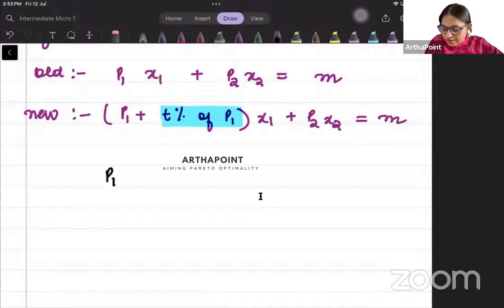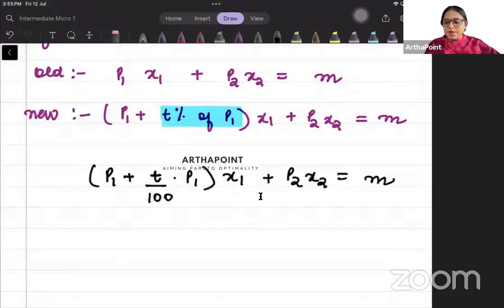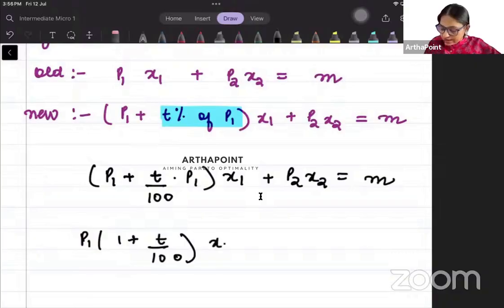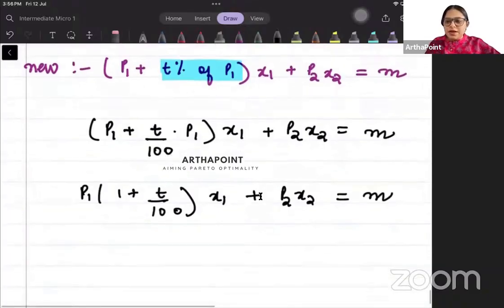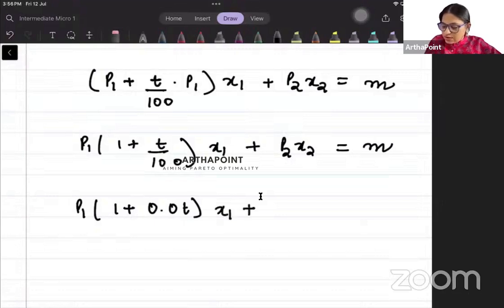Look here, P1 plus T%. How do I convert a percentage? Divide by 100, into P1 x1 plus P2 x2 equal to m. I can take P1 common, beta. P1 times (1 plus T by 100) x1 plus P2 x2 equal to m. How can we write anything divided by 100?